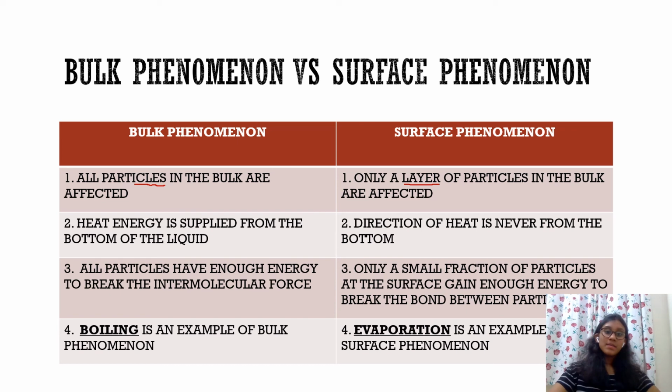All particles in a bulk phenomenon have enough energy to break the intermolecular force of attraction, but in surface phenomenon only a small fraction of particles at the surface gain enough energy to break the intermolecular forces between the particles. An example of bulk phenomenon is boiling, whereas an example for surface phenomenon is evaporation.